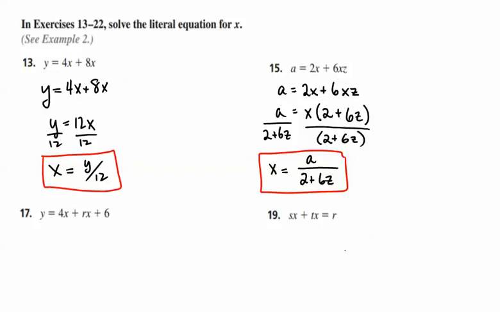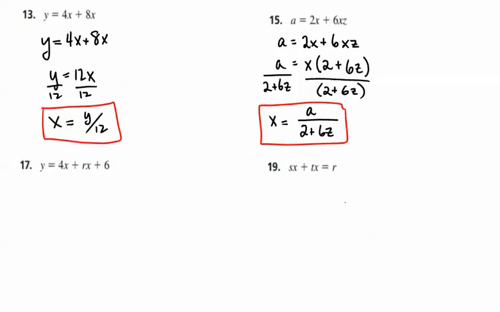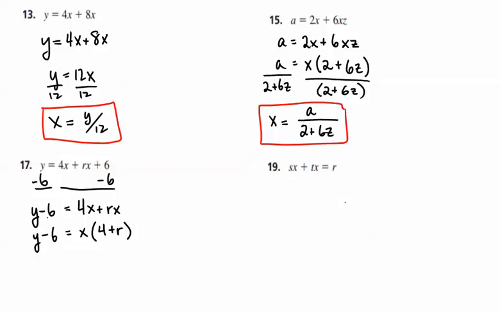All right, in number 17, we are going to be able to do a similar type of thing, only we have a 6 in addition to that. So what I might do first is just isolate all of the x terms by getting rid of that 6, subtracting 6 on both sides. We'd get y minus 6 is equal to 4x plus rx. And then we can use the factoring technique to bring out an x. We'd have x times 4 plus r is equal to y minus 6.